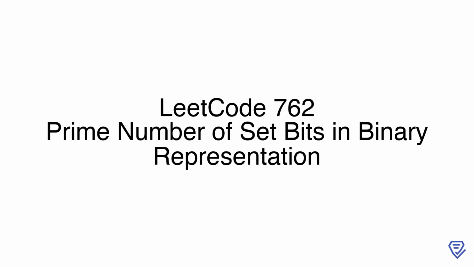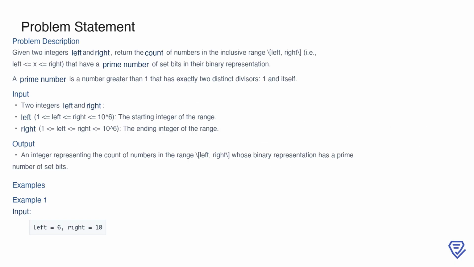Let's get started. In this problem, you are tasked with evaluating numbers in a specific range to determine how many of them have a prime number of set bits in their binary representation. Let's break this down. You are given two integers, left and right, which define the inclusive range of numbers you are working with. The goal is to count how many of these numbers have a binary representation where the number of ones, or set bits, is a prime number.